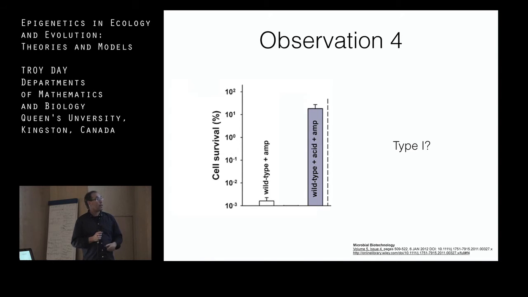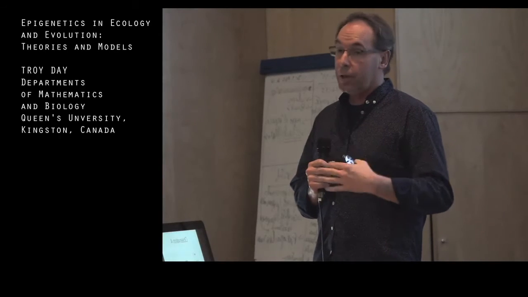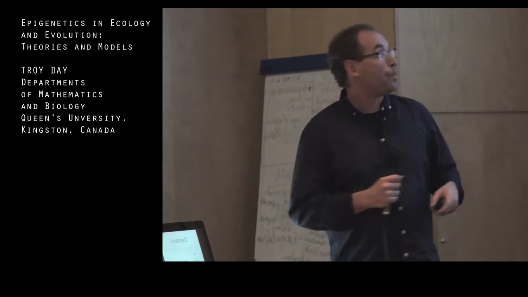coli in this case, a wild type, the fraction of persister cells that are formed when you apply an antibiotic, ampicillin in this case. And then if you do the same experiment, but you first stress the bacteria by applying an acid, and then you do this assay to measure the number of persister cells, you see there's an increase in the fraction of persister cells that are formed. And so again, an argument that this is maybe a type 1 sort of persister cell formation, where they're responding to some environmental cue and going dormant when the conditions are bad.